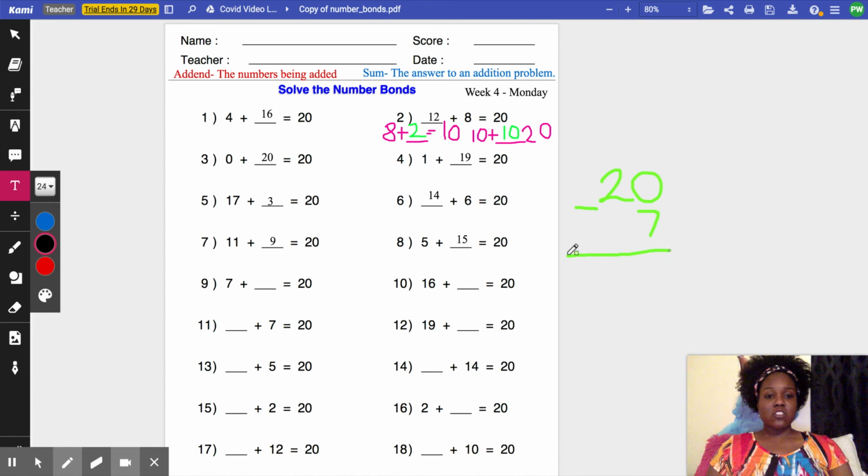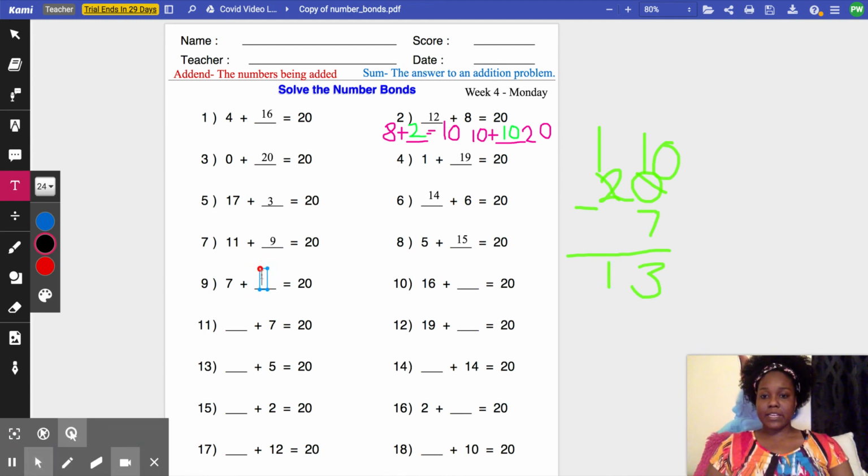I've got to make sure they line up. I cannot take 7 from 0, so I've got to go next door, get 10 more. 10 take away 7 is 3, and 1 take away nothing is 1. So this missing addend is 13.